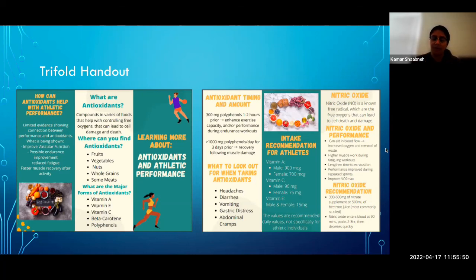What to look out for when taking antioxidants, that's just the side effects: headaches, diarrhea, vomiting, gastric distress, and abdominal cramps. And then our intake recommendations for athletes. So we go through each intake and we put the recommended RDA, just because that's what we've seen in the literature, to give them a daily dose. Overall, just saying that athletes should have an adequate amount of all these vitamins. The vitamin A is male 900 mcg, female 700 mcg, vitamin C 90 for male and female 75, and then vitamin E, they both have 15 milligrams. And then lastly, we talked a little bit about nitric oxide. So NO is a known free radical, which are the free oxygens that can lead to cell death and damage, and then how it helps with performance, and then overall our nitric oxide recommendations.